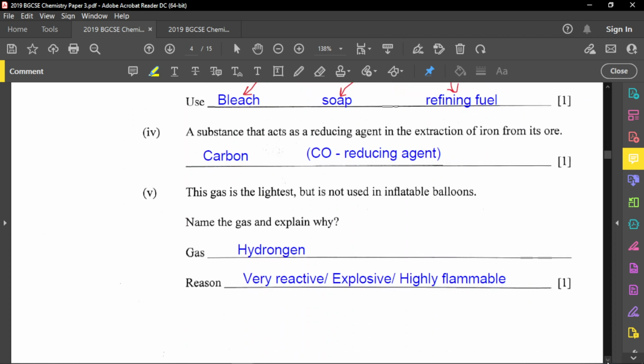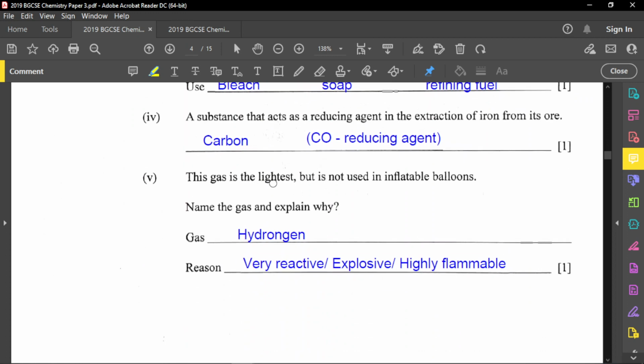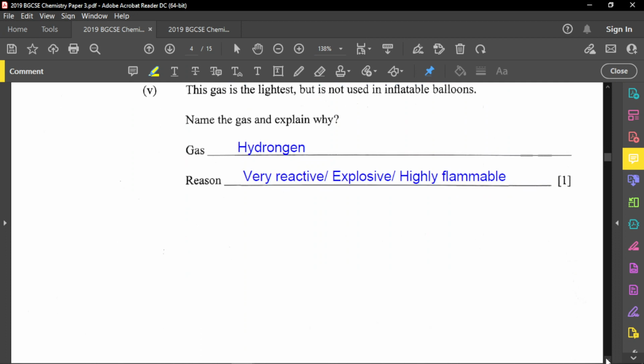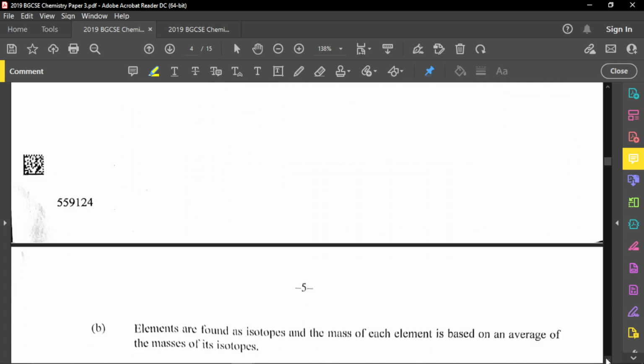All right, so for part 5, it said this gas is the lightest, but is not used in inflatable balloons. It said name the gas and explain why. The gas here is hydrogen, and it is of course the lightest gas. But the reason why it's not used in inflatable balloons is that it's very reactive, it is explosive, it reacts readily, and it is also highly flammable. So imagine you have children with inflatable balloons with this gas that can be ignited really quickly and also reacts readily. That could cause serious problems. So it is a hazardous issue not to use it.